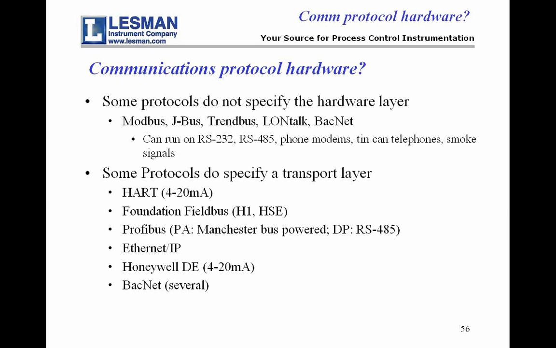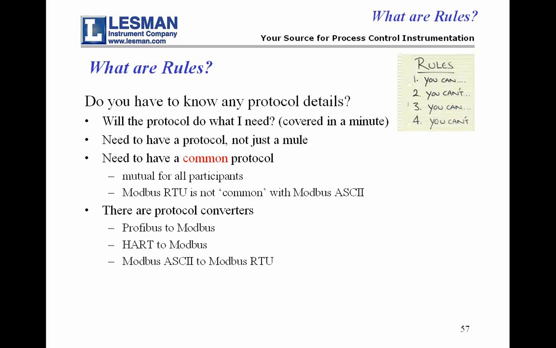Now, some protocols do not specify a specific hardware interface that they have to work with. For instance, Modbus and JBus can run on 232 or 485. They're frequently run on phone modems, but technically you could use them over tin can telephones or smoke signals if you wanted to. Other protocols are very specific about the hardware that they work with. HART has to work over 4-20. Foundation Fieldbus has to work over H1 or HSE. Profibus PA has its specifications and DP has its specifications. So it depends upon the protocol as to whether or not they're very specific about the hardware layer that they work with.